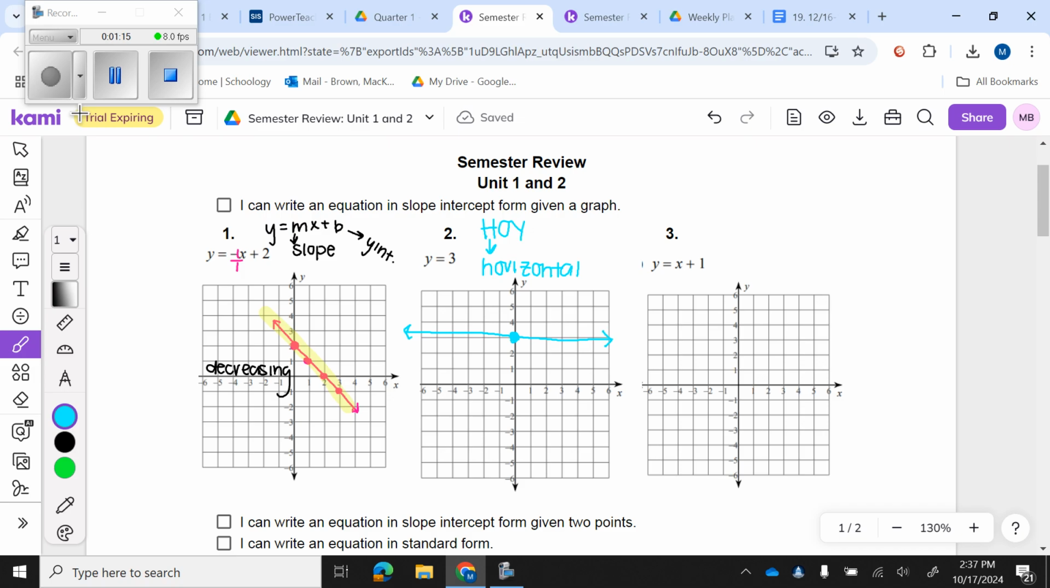All right, on number 3, my y-intercept is 1, so I'm going to start at 1. My slope is the number in front of this x, which in this case is 1 over 1. So I'm going to go up 1, right 1, because this line has to be increasing from left to right. If I trace it with my finger from left to right, it is going up, so I know I'm good to go because it is increasing.